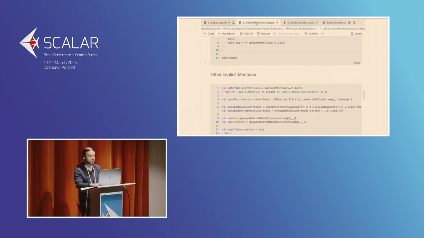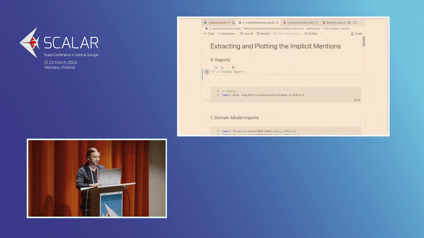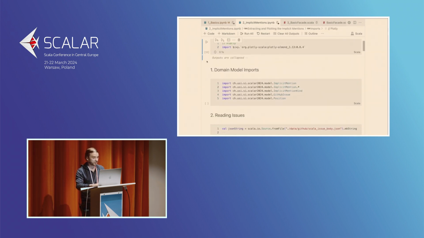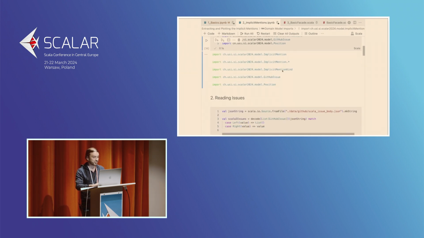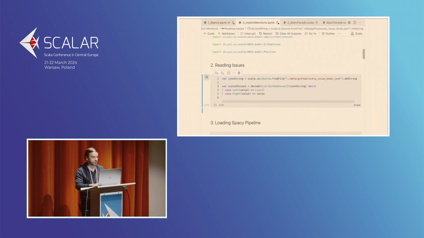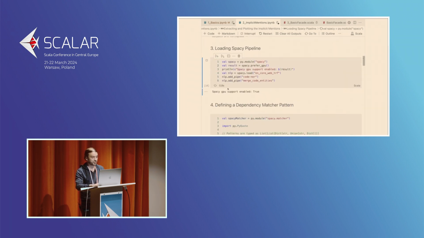So this is the first part. Let's do this analysis of implicit. I'm going to do pretty much the same imports. I have some domain model classes that represent the dimension of an implicit. I'm going to read the issues. I'm going to load the Spacy pipeline, the same as before.